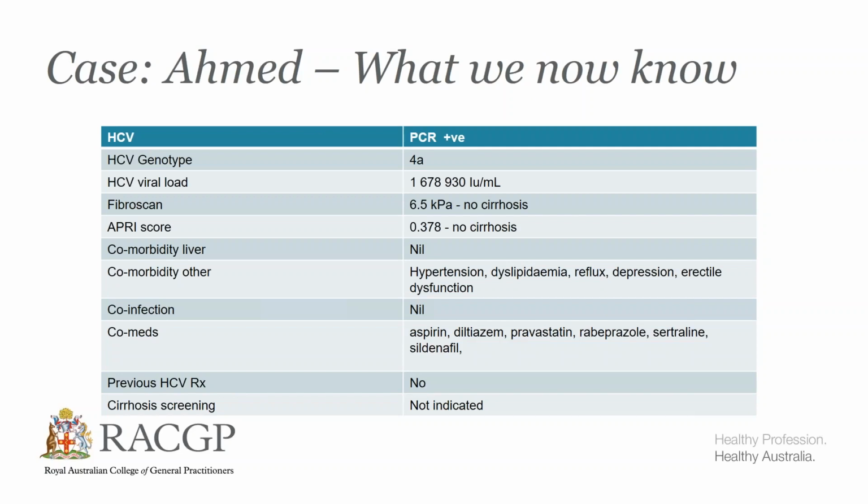So let's summarise what we know about Ahmed then. He's a man that had a screening test and on the checkup was found to have been in contact with hepatitis C. He's got chronic hepatitis C infection with no indication, after comprehensive assessment, of cirrhosis. His comorbidities are hypertension, dyslipidemia, so that metabolic sort of stuff, reflux, depression and erectile dysfunction, no co-infection that we've found. He's on several medications. He's had no previous treatment because this is a new diagnosis for this man.